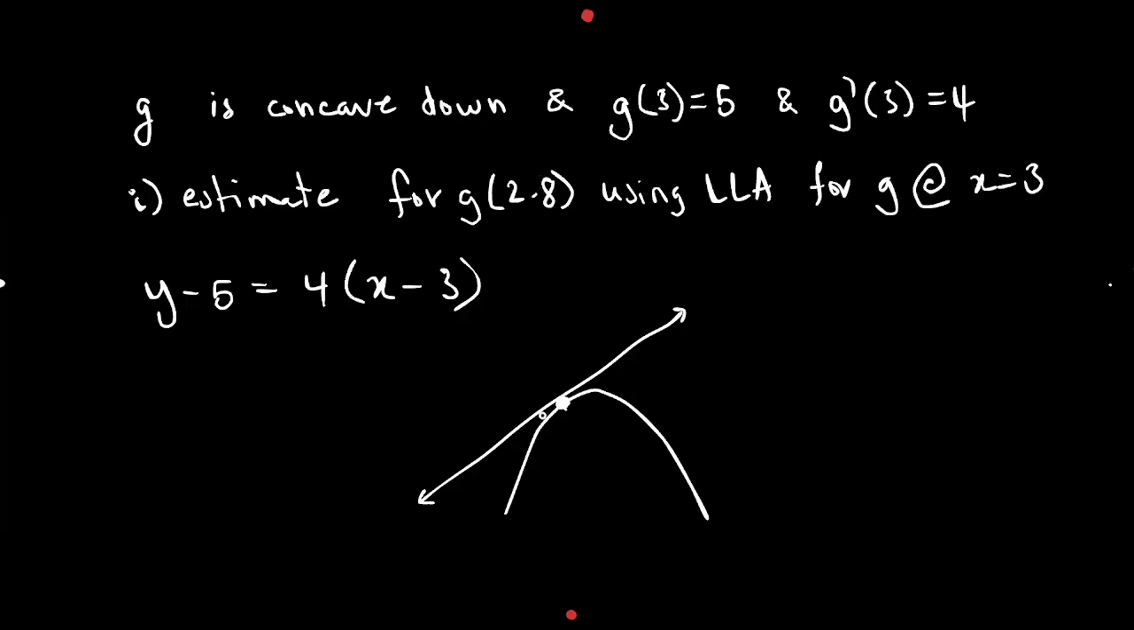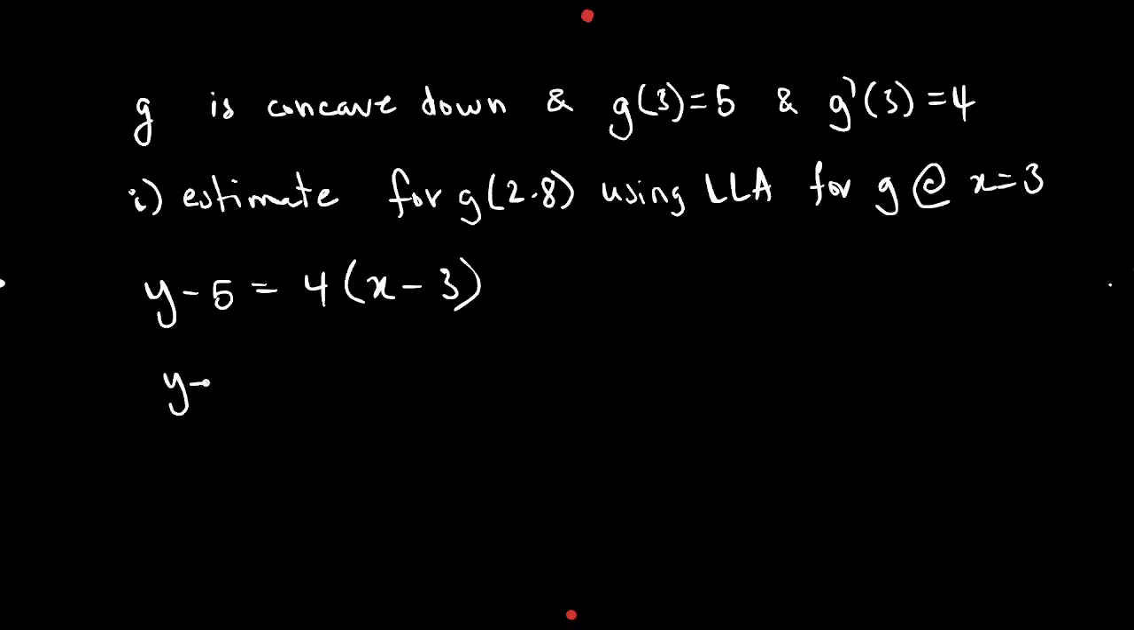So we're going to try to find the point at 2.8 on this function. We're going to plug 2.8 into our tangent line, this linear equation, and get the y value for this tangent line at x equals 2.8, and that is going to approximate the value of g at 2.8. So hopefully that makes sense. Now all we have to do is simply plug the value of 2.8 into the equation for our tangent line. So let's do that.